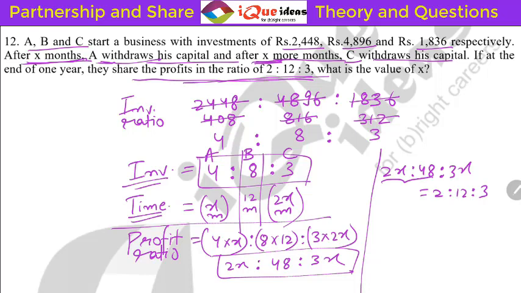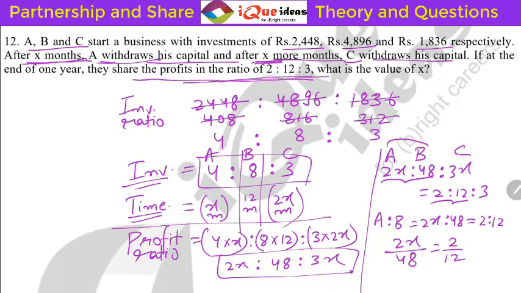Let's say 2x and 48, and 2 and 12, right? So any one pair of them. So from one, if I take this AB only, what happens? From the first one, A is to B is 2x is to 48. And from the second one, A is to B is 2 is to 12, right? So simplify. So 2x upon 48 is equal to 2 upon 12, right?